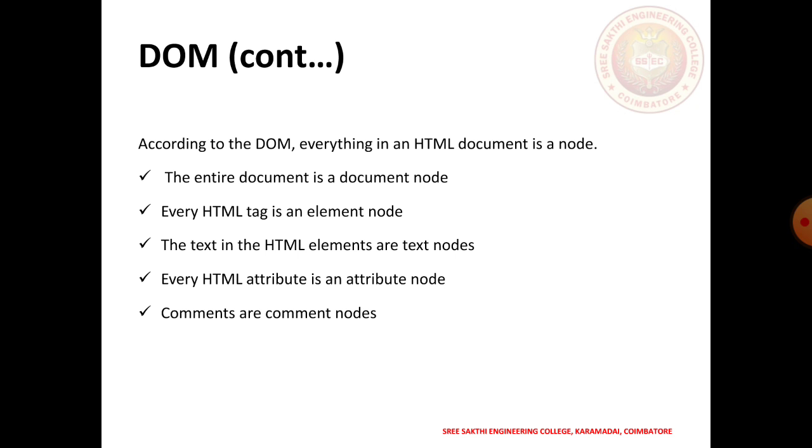According to the DOM, everything in the HTML document is a node. The entire document is called the document node. Each HTML tag used inside the document is considered an element node. The text in the HTML element is a text node. Every HTML attribute is an attribute node. Comments are comment nodes.